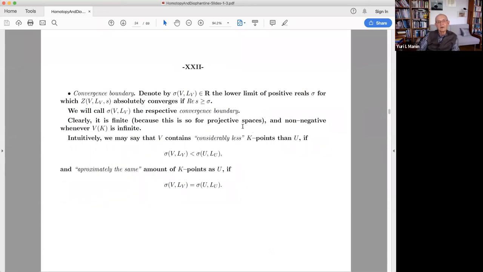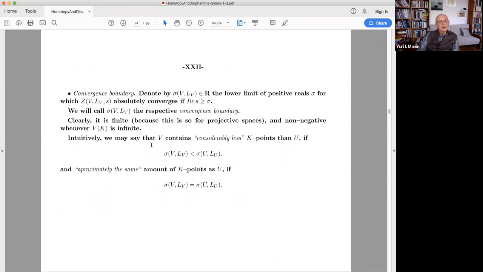It's also a good exercise for you to try to prove it over rational numbers for any projective space. And if this is infinite, then it is non-negative.